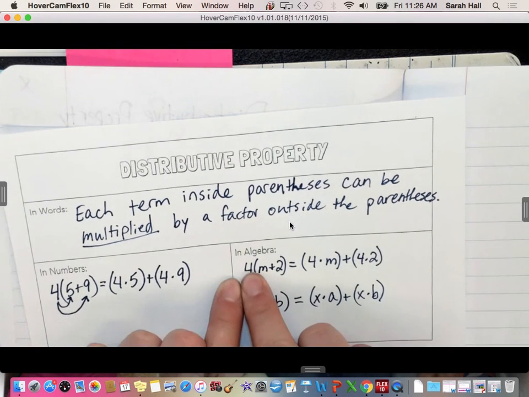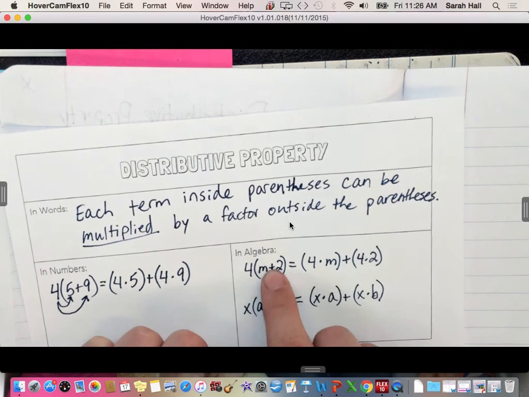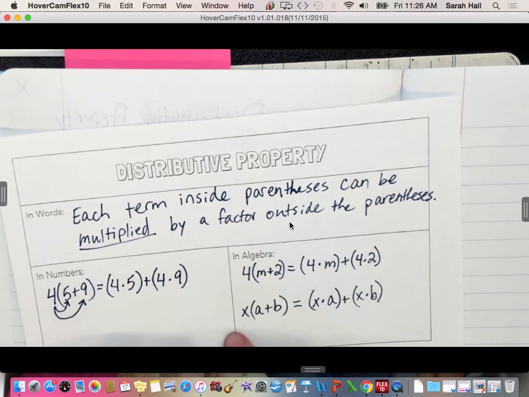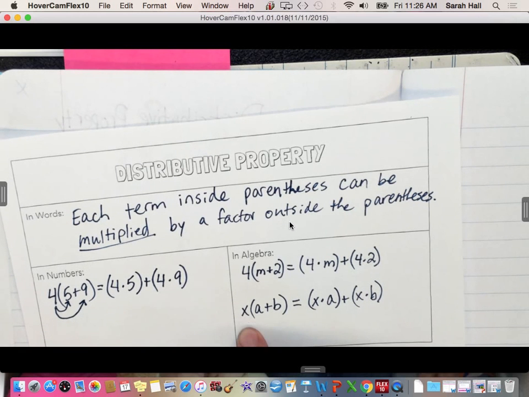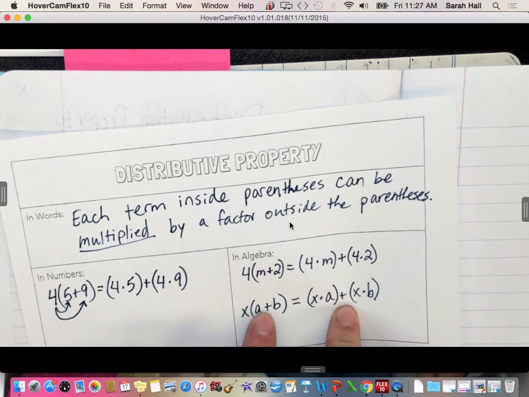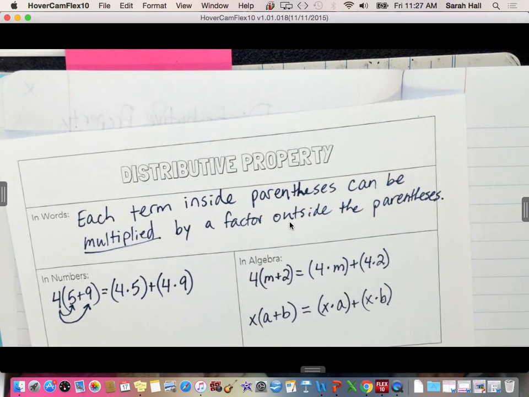This means 4 times m plus 4 times 2. Pay attention. 4 times 2. This means x times a plus x times b. Do you see how we're getting that? Yes. No?